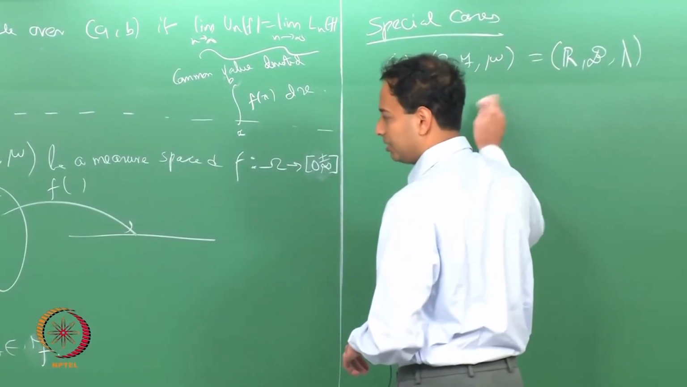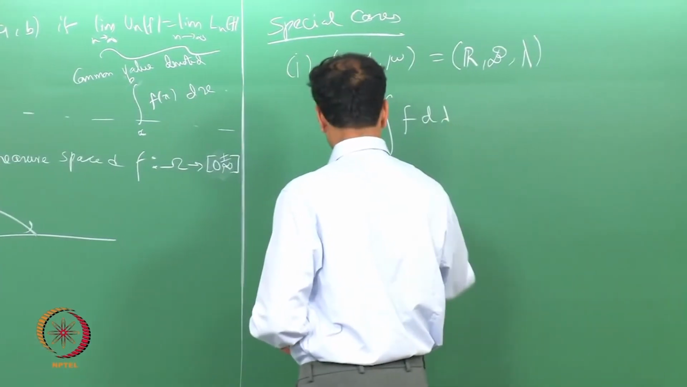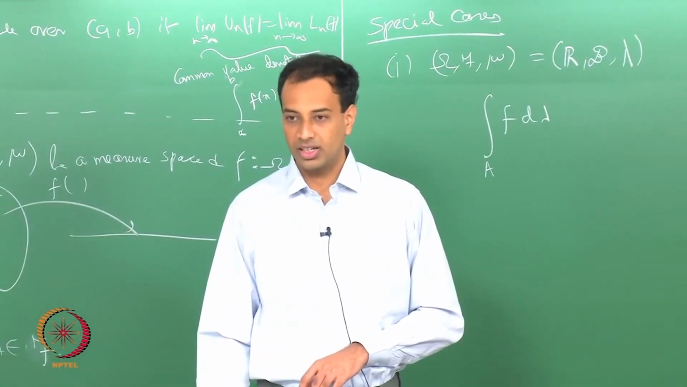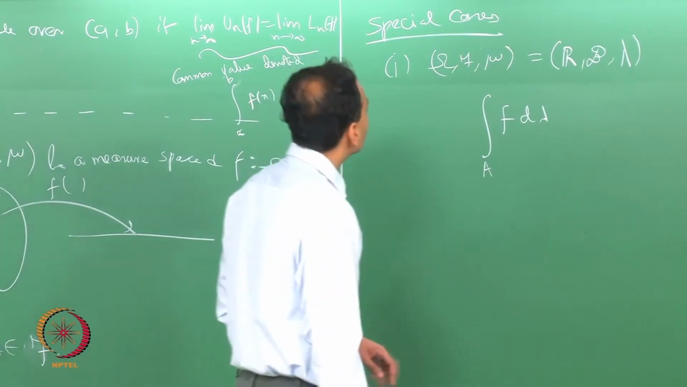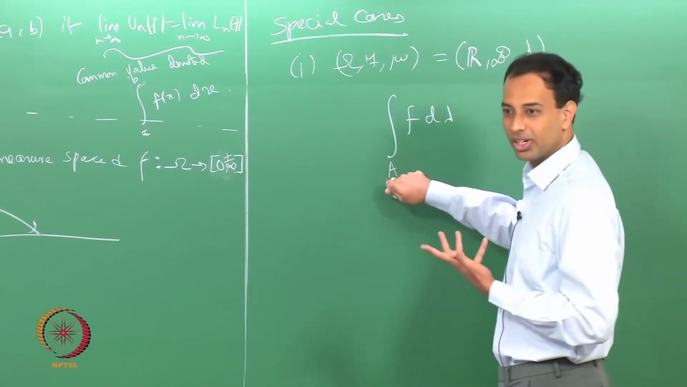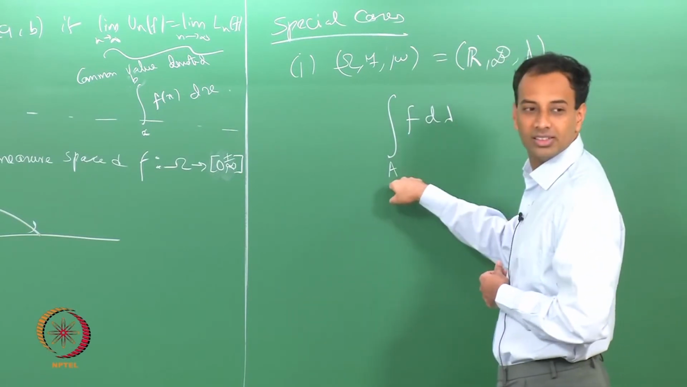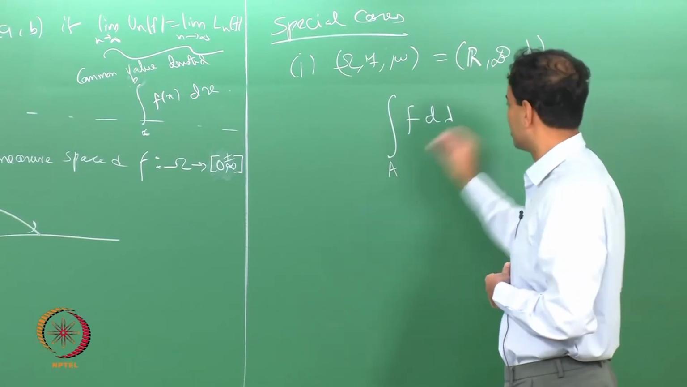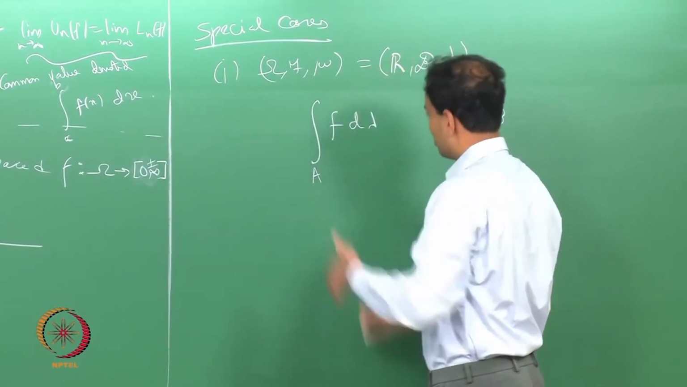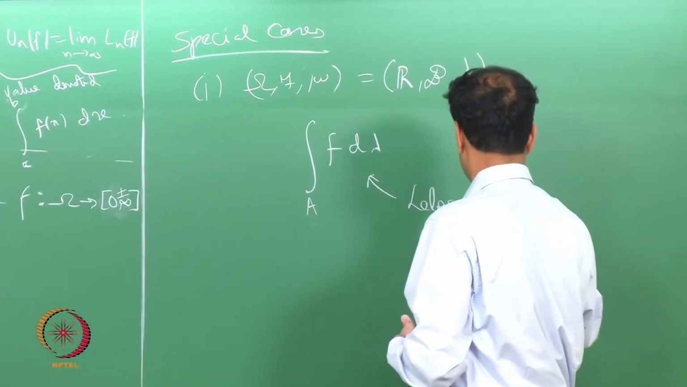In that case my integral will be integral f d lambda over A. So, what kind of set will A be? A will be some Borel set. So, you are integrating a measurable function with respect to the Lebesgue measure over a Borel set. Here A is Borel. This integral is known as the Lebesgue integral.